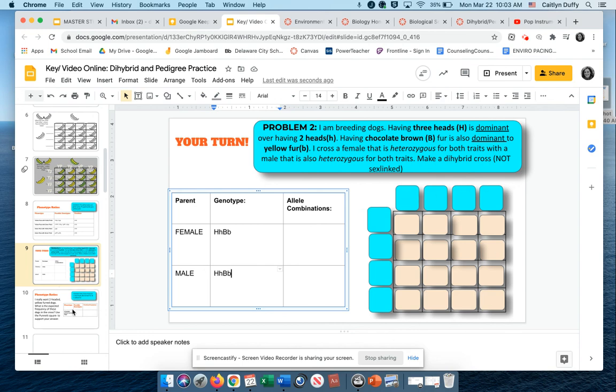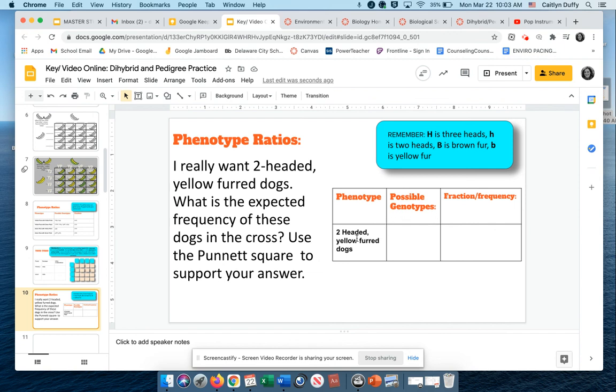And all I want you to answer for me for this one is, I want to know, I'm selling these dogs, you know, I'm a dog breeder, all right? I'm not really, but you know. 2-headed yellow furred dogs. What is that possible genotype? And what is the fraction or the frequency?